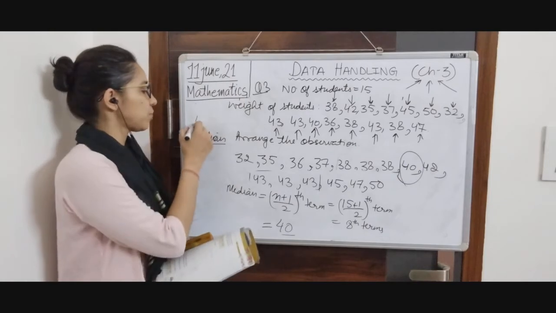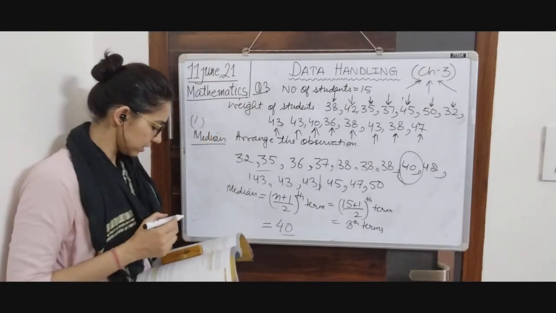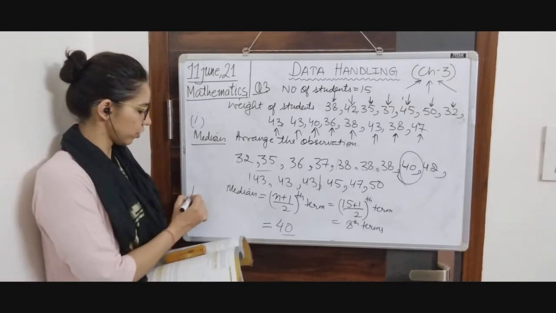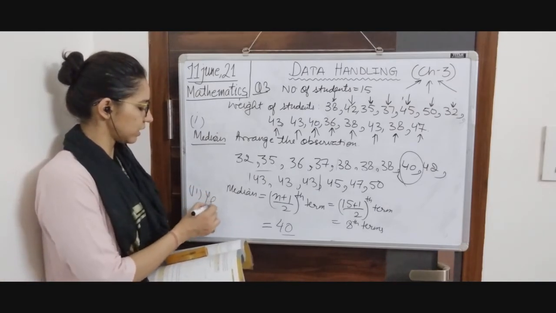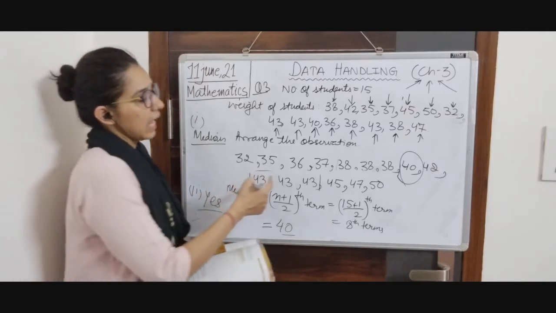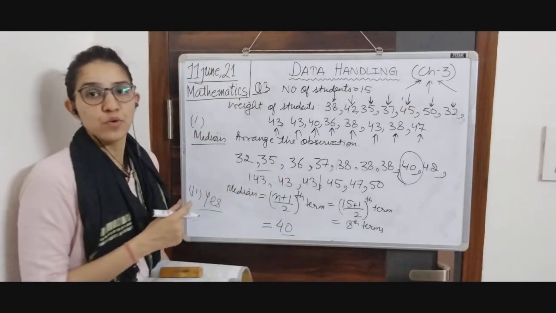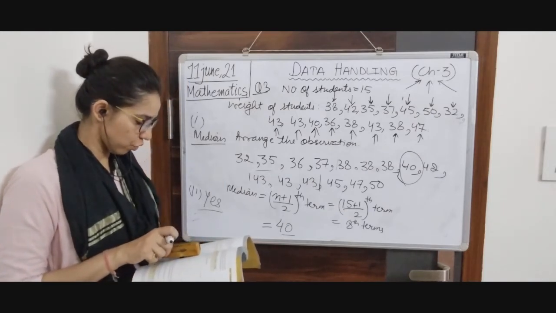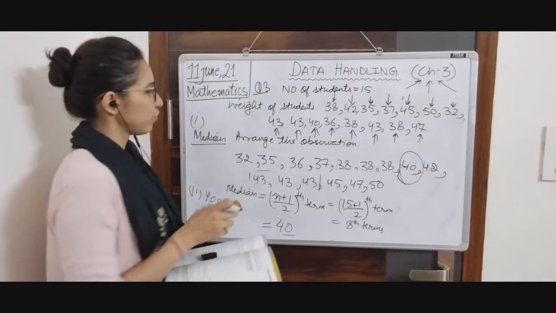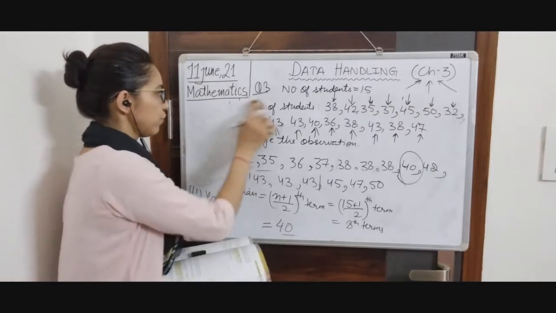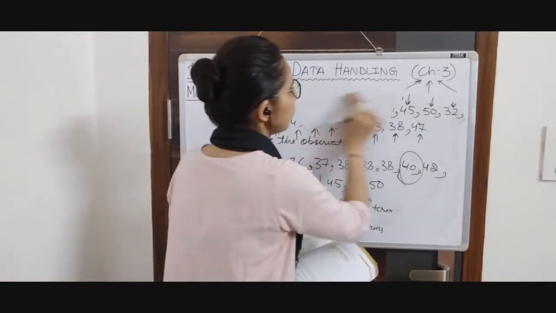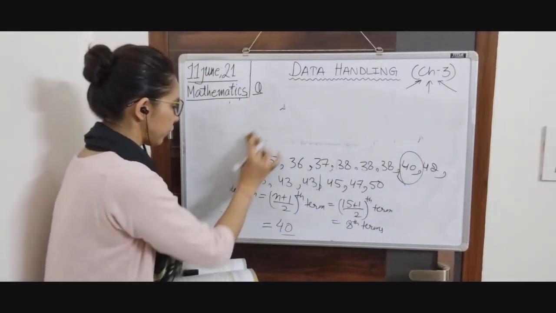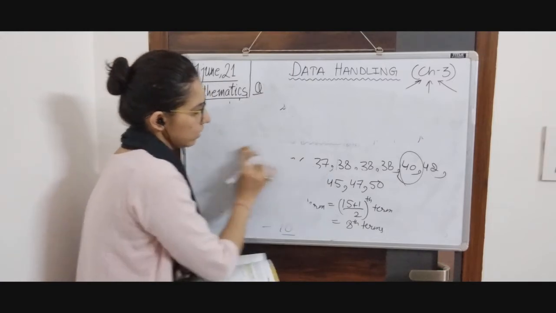This was your first part, mode and median. Part 2 is: is there more than one mode? The answer for part 2 is yes, there are two modes and they are 38 and 43. Now question number 4. Question number 4 we can do by ourselves. Now I will move on to question number 5, because in that we have to simplify the mode and median, and we have already done many questions for that.